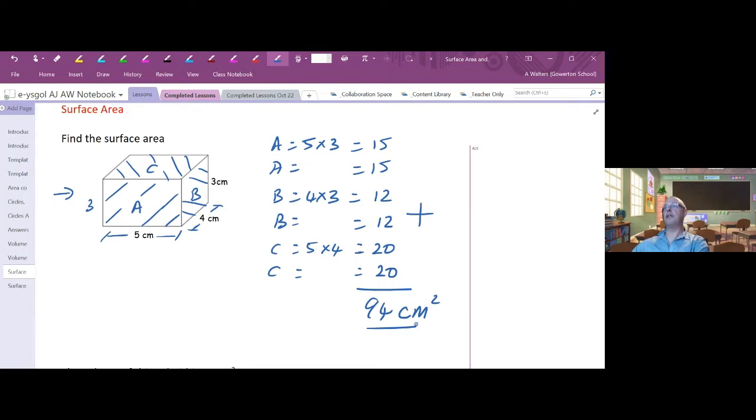Now, sometimes in the exam questions, we just talk about, say, a swimming pool or a box without a lid. So you might only have 5 sides then instead of 6, but that's one to watch out for later on when we do the exam questions. Okay.